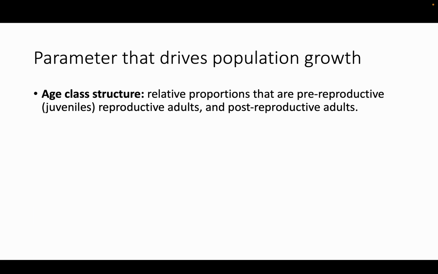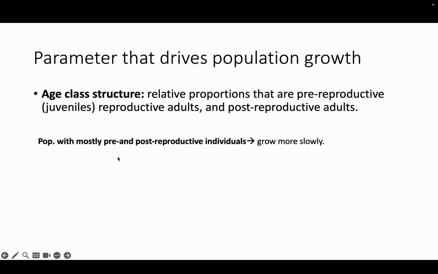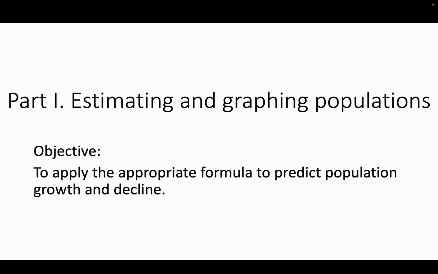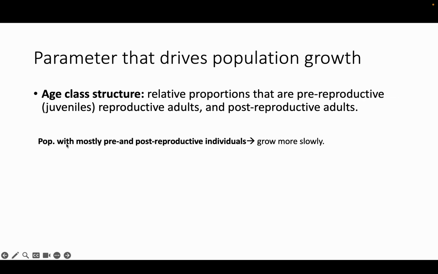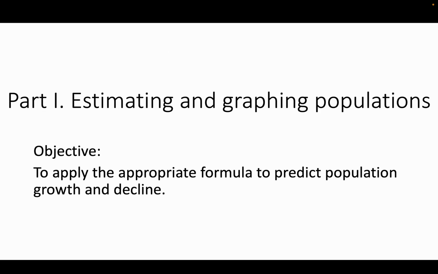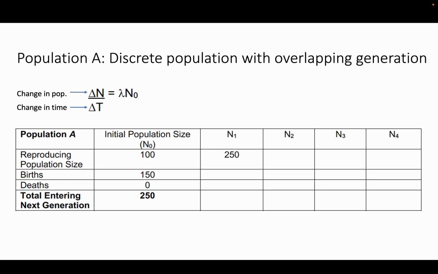Okay, we can also take a look at age class structure. In populations with a lot of pre and post reproductive individuals, these are individuals that cannot reproduce, the population is probably going to grow more slowly, while in populations with a lot of reproducing individuals, the population can grow a little bit faster. So now that we know those terms, we can apply it to some formulas to predict population growth and also maybe some decline.